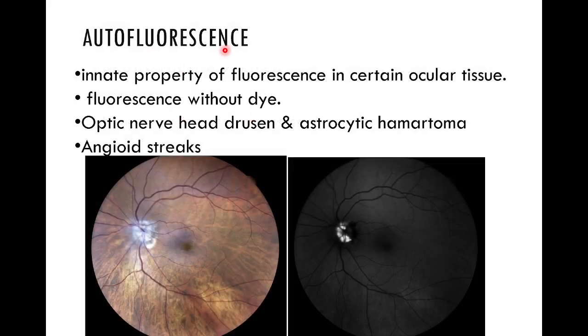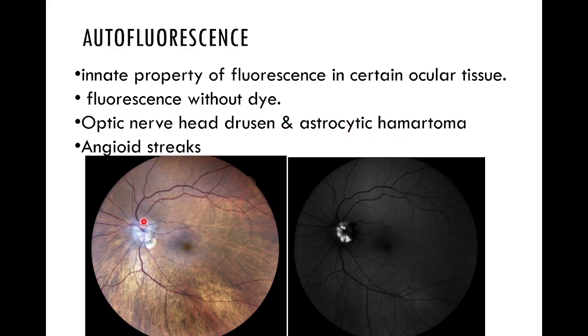Next is the autofluorescence. It's an innate property of fluorescence in certain ocular tissue. So, fluorescence without the dye. We have not injected the dye, still a fluorescent pattern will be seen. That is the autofluorescence. This we'll see in optic nerve head drusen, astrocytic hamartoma and angioid streaks.